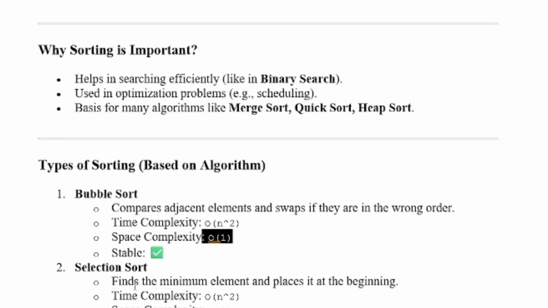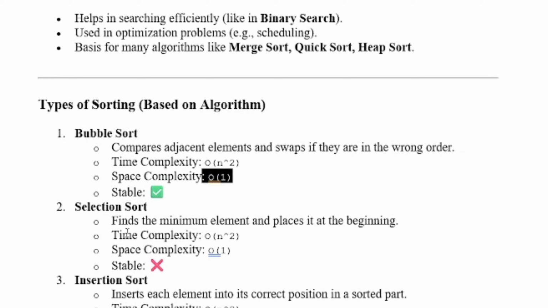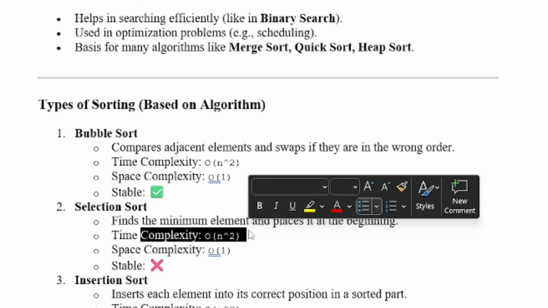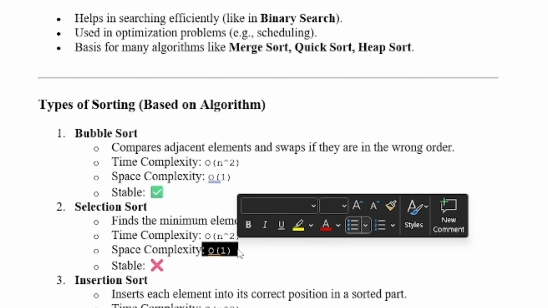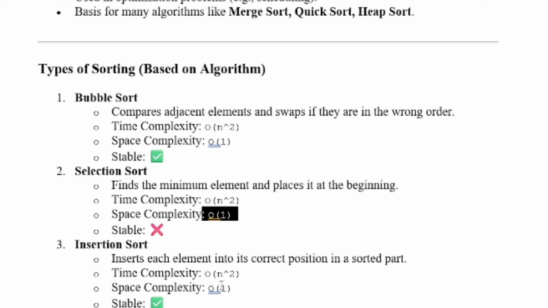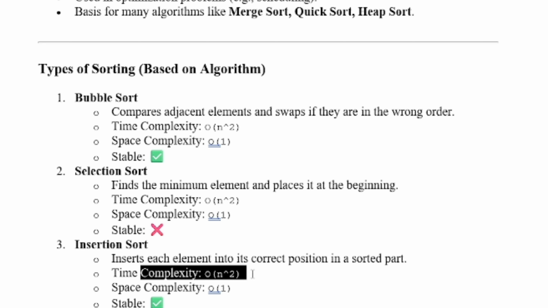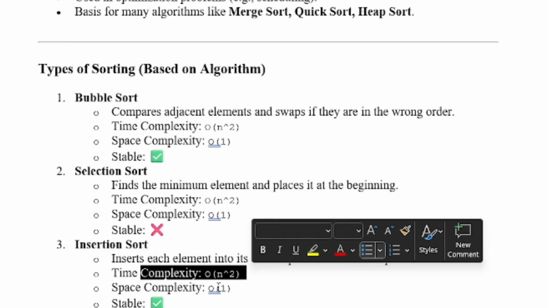Now come to the second one, selection sort. Basically, find the minimum element and place it at the beginning. Time complexity for selection sort is also O(n^2), and space complexity is also O(1). And this is not a stable algorithm. Now the third one is insertion sort. Insert each element into its correct position in the sorted part. Time complexity for insertion sort is O(n^2), and space complexity is O(1). And this is a stable algorithm.